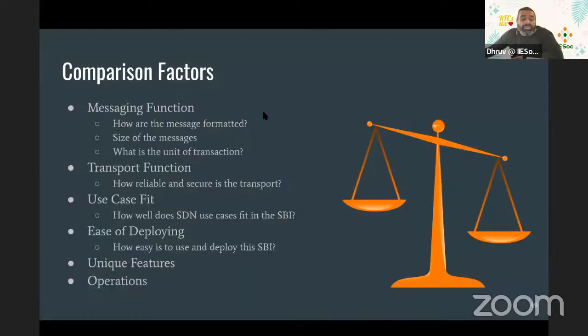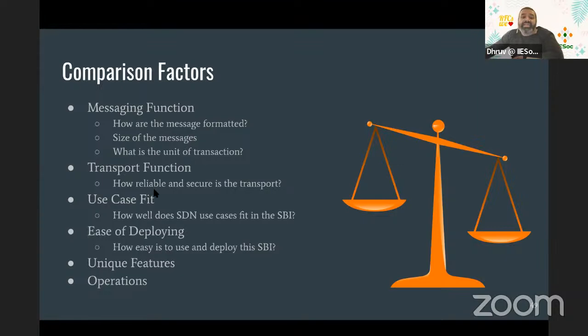So the most important thing is the messaging function. How are the messages formatted in each of these protocols? What is the size of the messages? What is the unit of transaction? How easy is it to implement these messaging functions to achieve the key use cases of SDN?